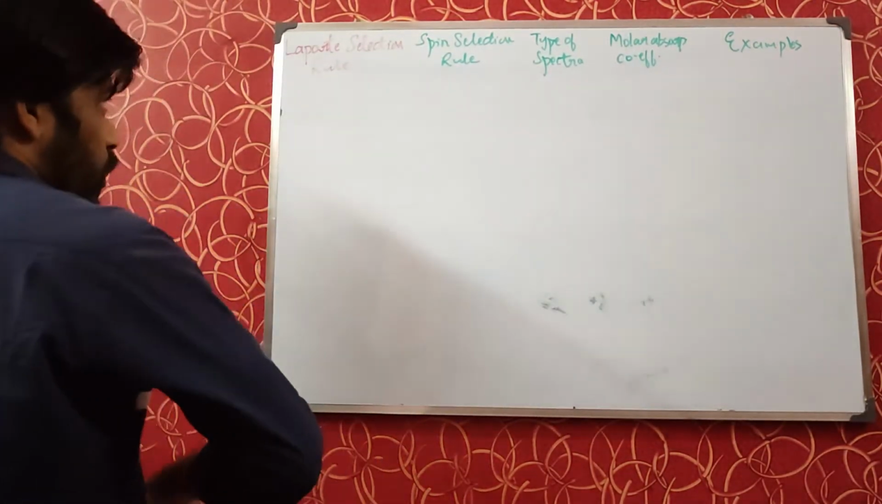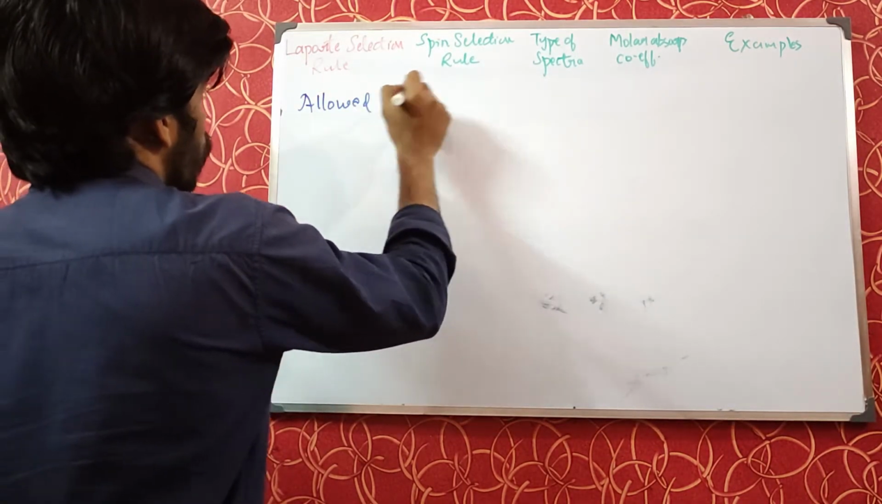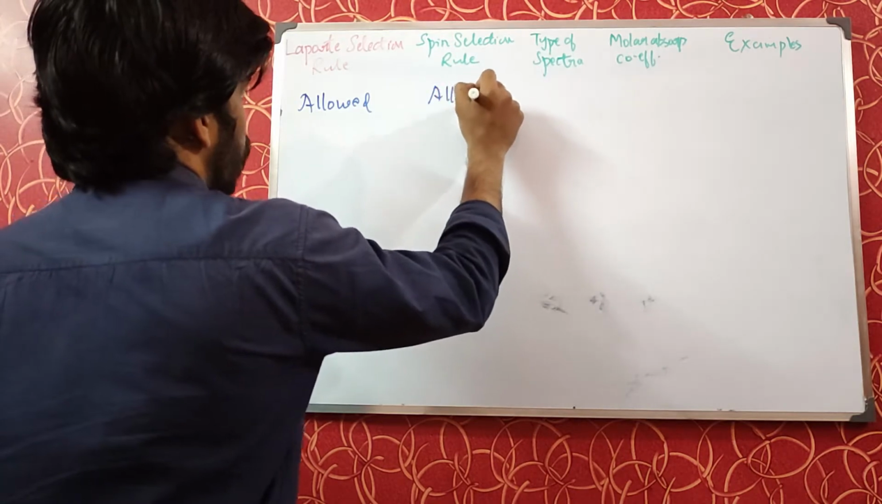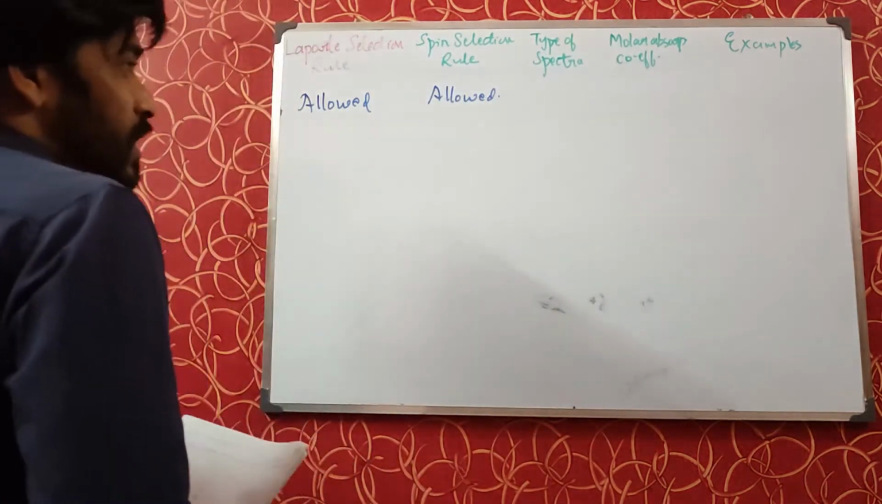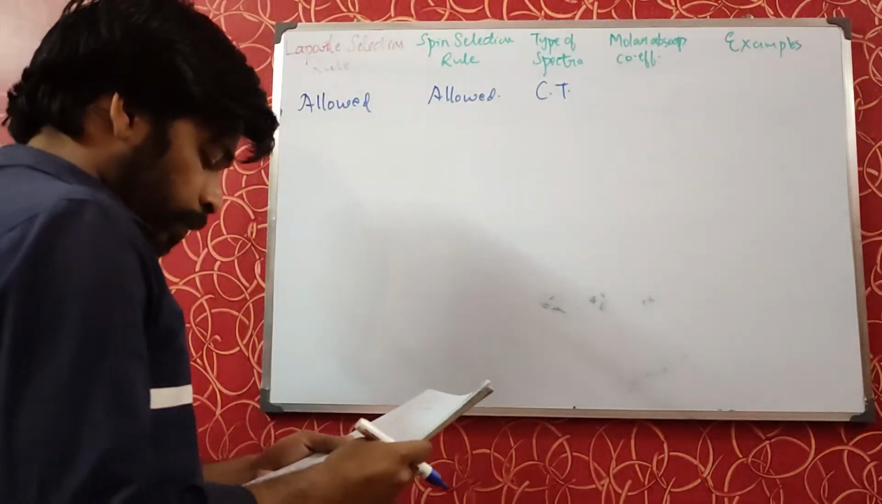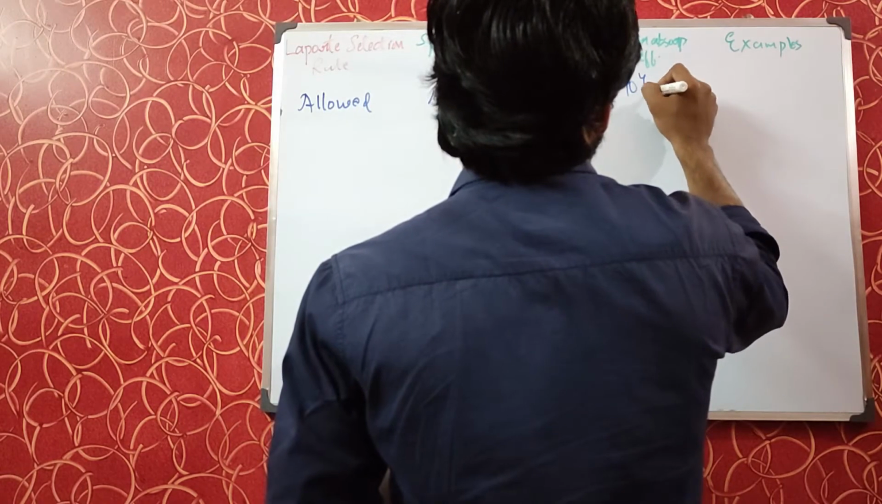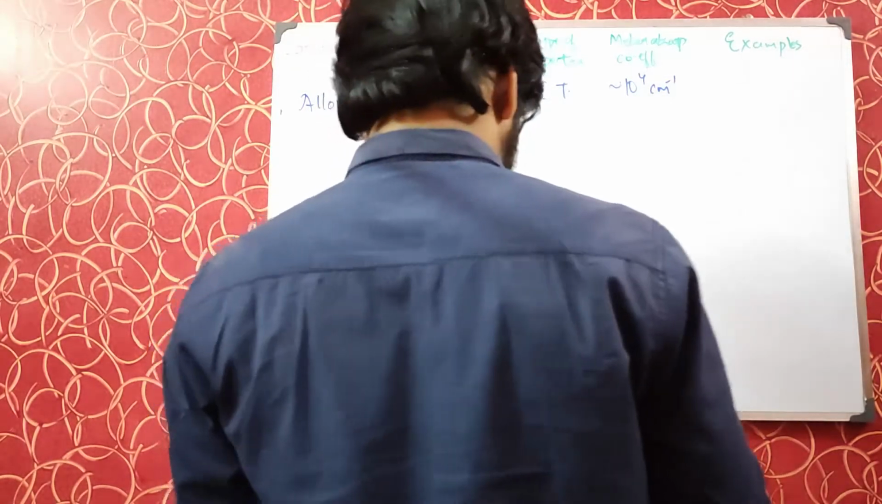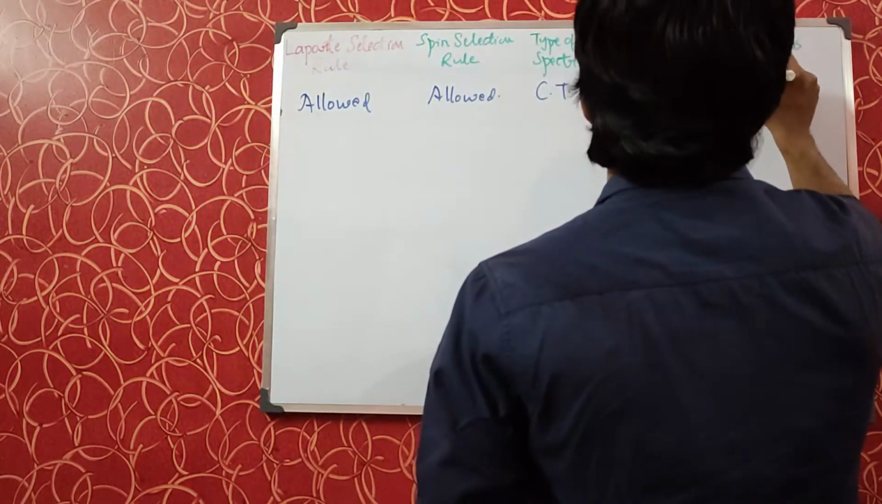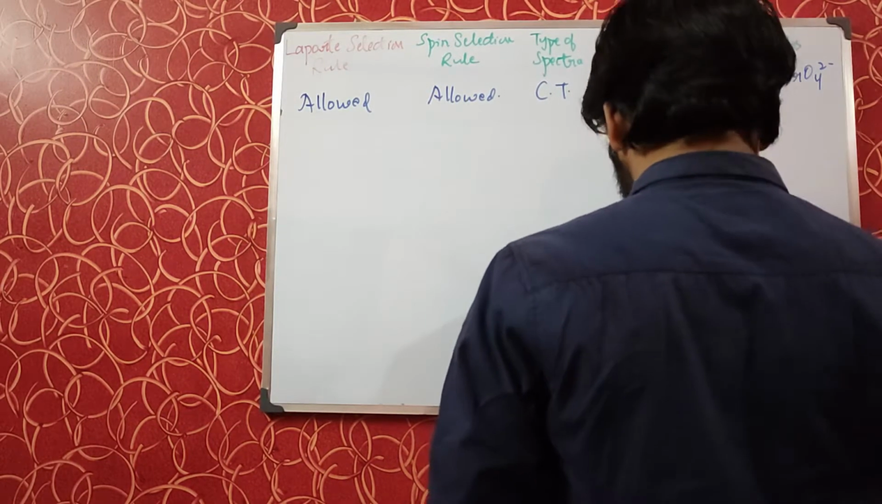That means it is Laporte selection rule allowed, and at the same time spin selection rule allowed also. So most often this is the charge transfer spectra. The molar absorptivity is in the range of 10,000 centimeter inverse, and examples include MnO4 minus, CrO4 2 minus.